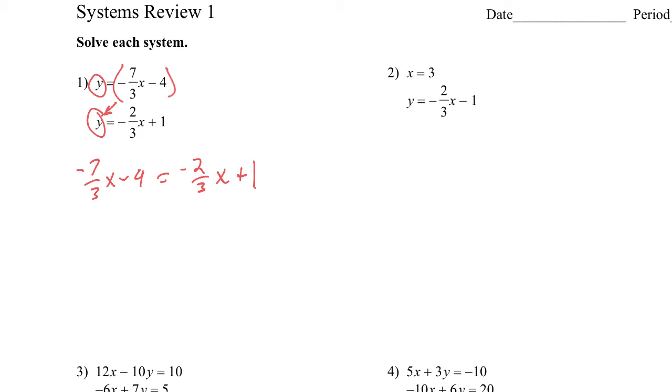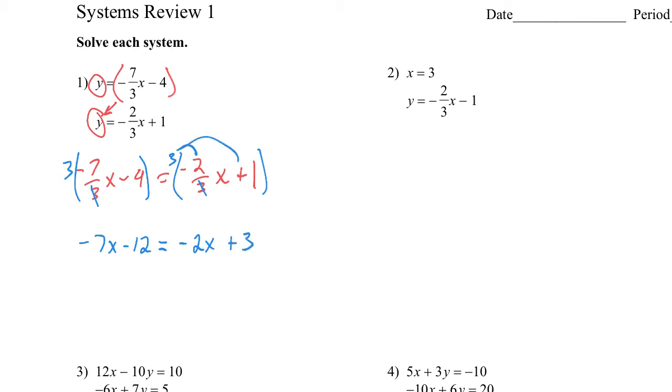Now, most of you probably don't like to deal with fractions, so to get rid of the fractions, what you can do is multiply both sides by the denominator. So if I multiply both sides by 3, when I distribute into 3, the 3 on the bottom of the fraction is going to cancel. So I'm going to have negative 7x all by itself because the 3 just cancels. And then 3 times negative 4 is negative 12. And then when I distribute it over here, I'm going to cancel that 3 on the bottom again. I get negative 2x. Distribute it over there, so I have plus 3.